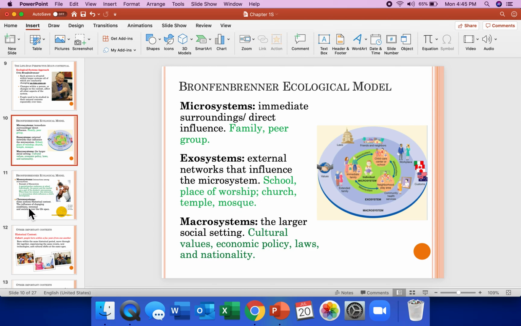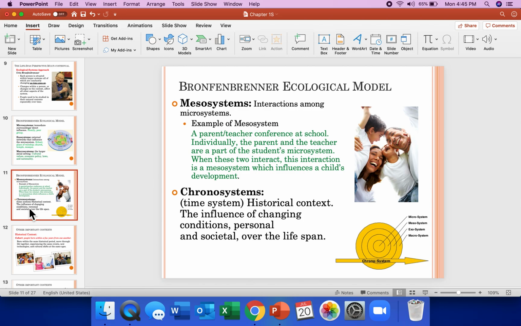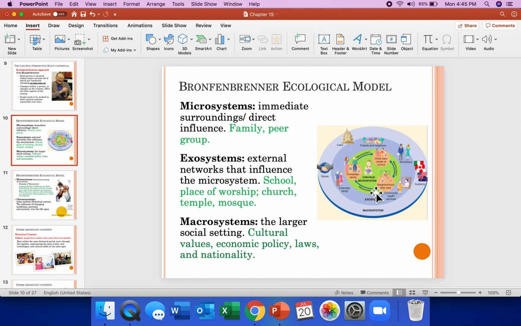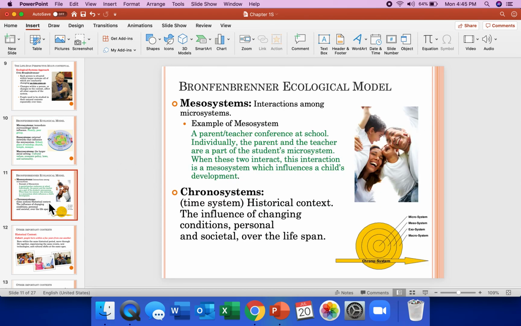Next, we talk about another system that Bronfenbrenner alluded to, and that is the mesosystem. The mesosystem, he said, is the interaction among microsystems. So let's look at the microsystems right here. We said the microsystems are basically the parts that influence the child directly, like the family and the peers and the teachers that have direct interaction with the child. The interaction between them is what he called the mesosystem, meaning, let's say a parent-teacher conference occurred.